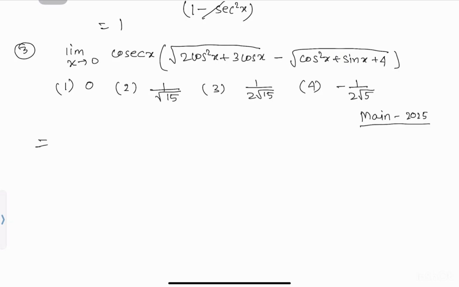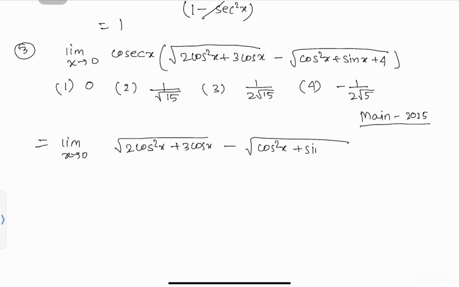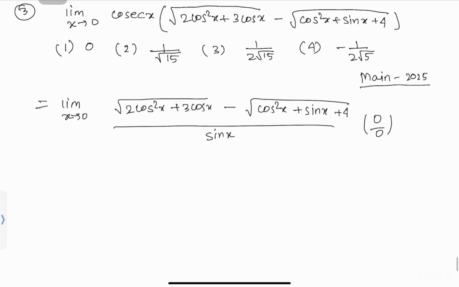Okay, the given limit is limit x tending to 0. I can write it in this way: (square root of (2 cos square x plus 3 cos x) minus square root of (cos square x plus sin x plus 4)) divided by sin x. Look here, if I put x equal to 0, that becomes 0 by 0 form. Yes or no? Yes. So after that, I want to do rationalization. This is square root of something minus something, so I can write in this way.